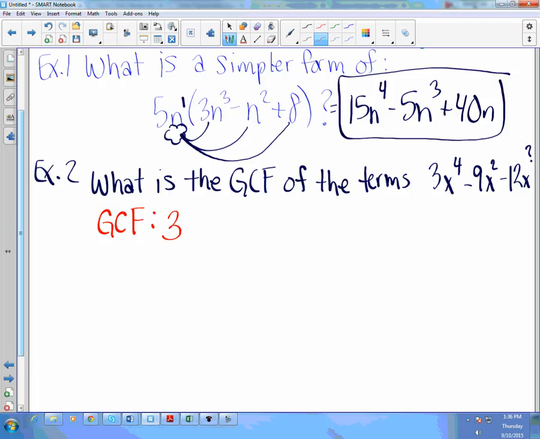Do they share anything else? That's exponents. What do they share? The x's, the variable. At most, how many x's do all of them have? 1 is the smallest guy right there. So you can never take more than that. So in this case, the greatest common factor is 3x. Okay? Sometimes the question asks us to write the factor form, and we use the greatest common factor to do that.